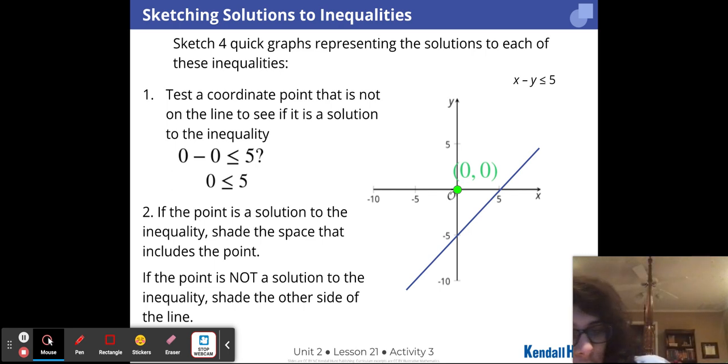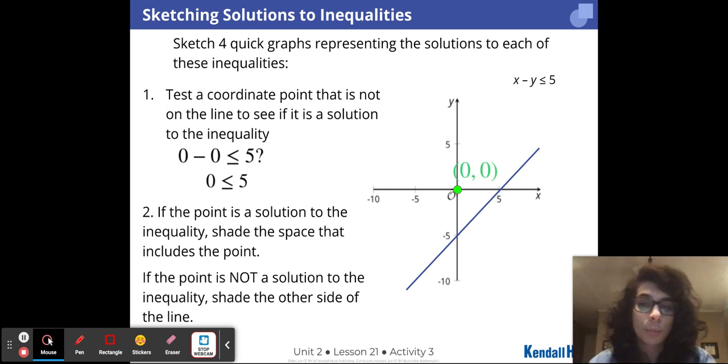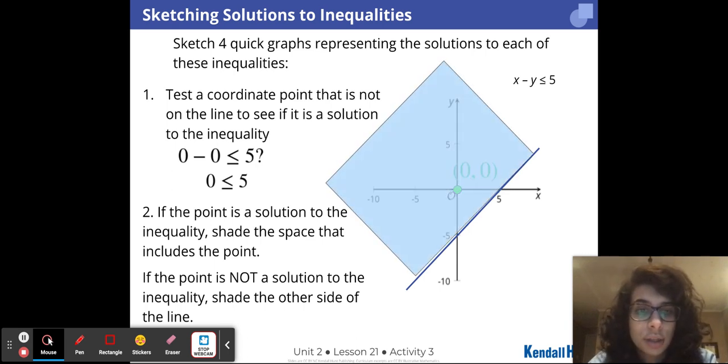If the point is a solution to the inequality, I want you to shade the space that includes that point. If the point is not a solution to the inequality, I want you to shade the other side of the line. That is a true statement, so I want you to take your pencil and shade everything to the left of the line.